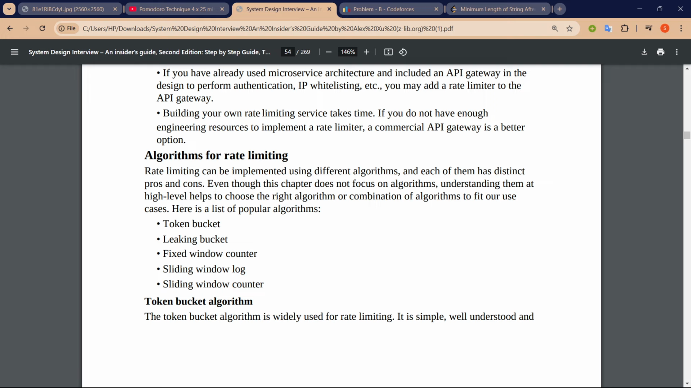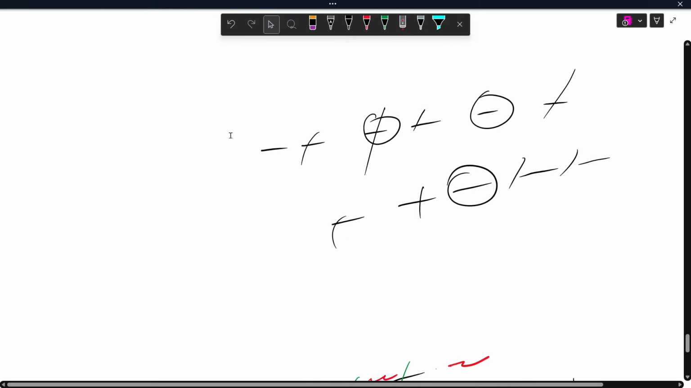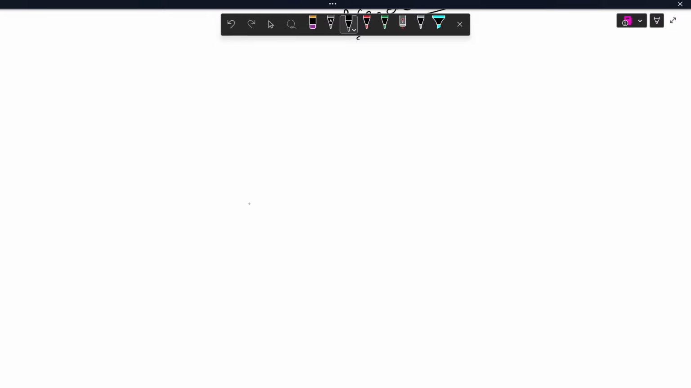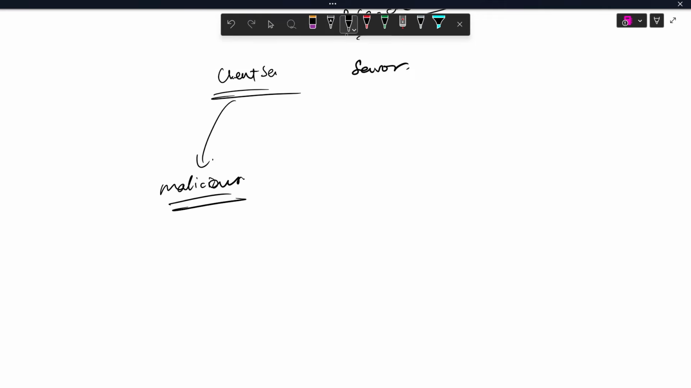So we have some algorithms for rate limiting. What is rate limiting? Rate limiting is basically limiting the number of requests a user can send to the servers. It is of two types: client side and server side. Client side rate limiting is done at the client end, and this is risky because clients can use malicious techniques to manipulate the rate limiting being done. They can change it on their side, they can do anything, right?